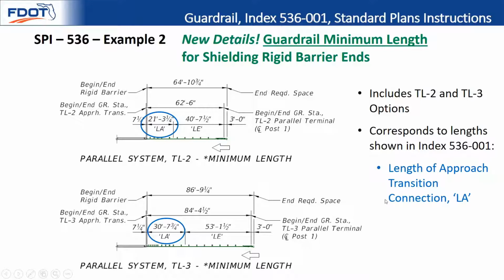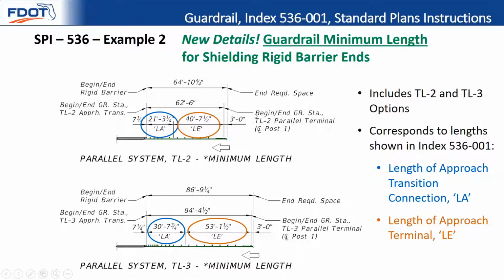And so as we were saying, the length of approach transition connection, LA, is a little different between TL2 and TL3. These are standardized. So now you just need to know how we're going to get the overall length by using the LA as part of that summation. And then LE also changes depending on TL2, TL3, a little bit shorter for TL2. And then there's a couple lengths given, where we have one length given from the beginning end of the rigid barrier to the overall end, including that impact head. That's the overall length, basically your space requirement, the top dimension.